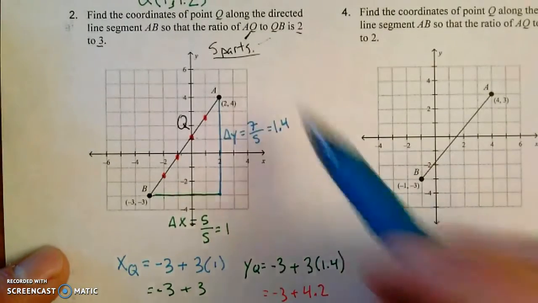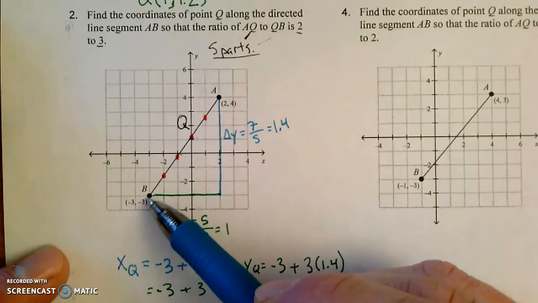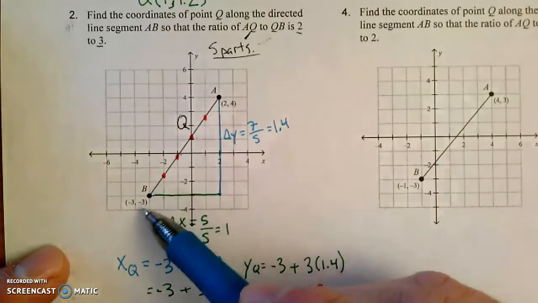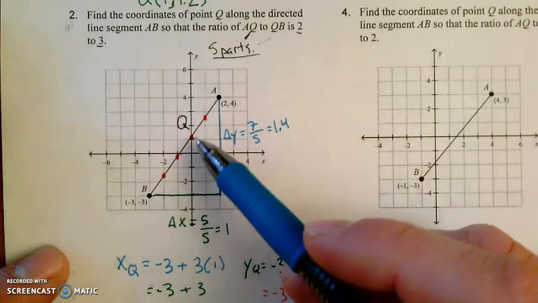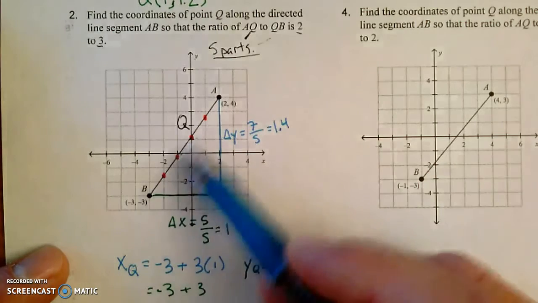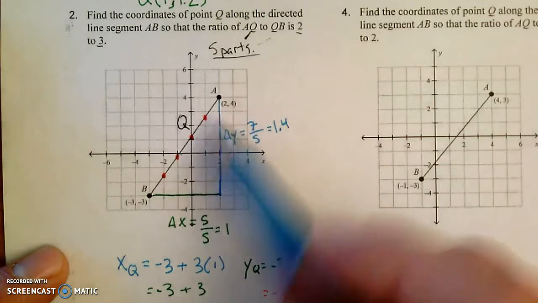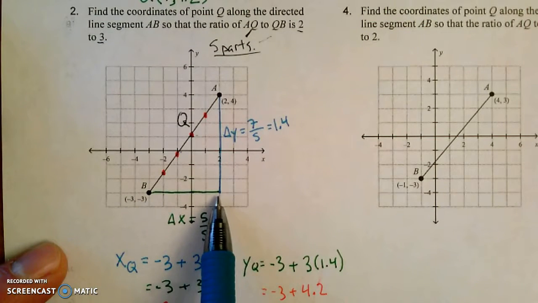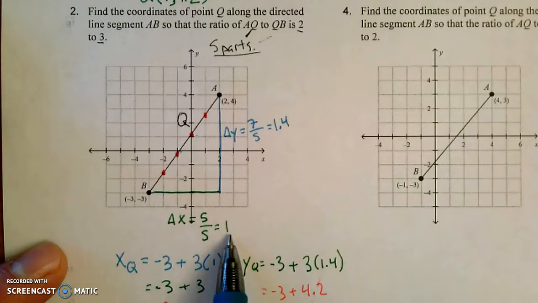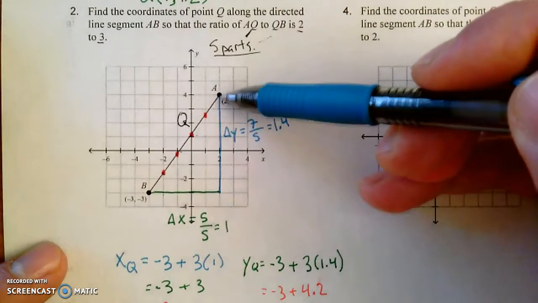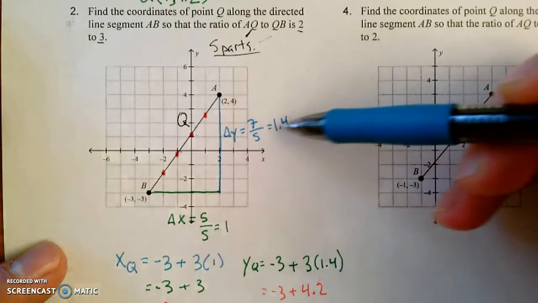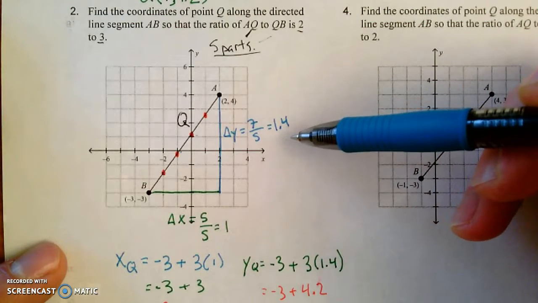we wanted to divide the segment AB into 2 smaller segments with a ratio of 2 to 3. And so we needed a total of 5 parts so that 2 of them could go to AQ and 3 of them could go to QB. In order to do that, we had to divide the horizontal distance into 5 separate parts. So that was 5 spaces divided by 5, 1 space each. And we had to divide the vertical distance into 5 equal parts. So that was 7 divided by 5 gave us 1.4 for each small piece.